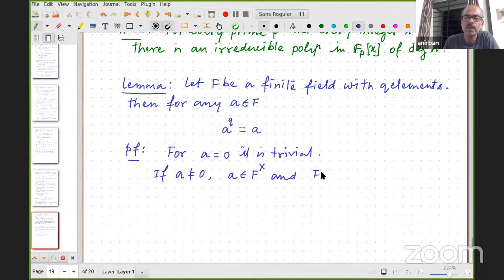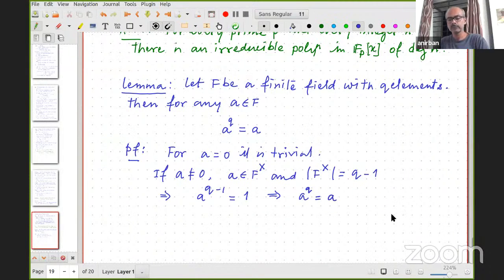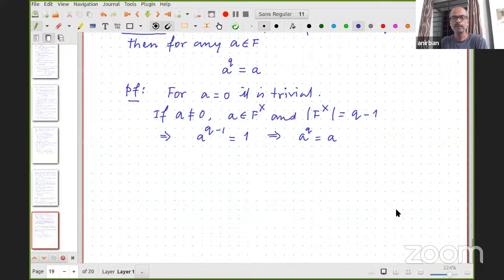and this multiplicative group has order Q minus 1. The order of an element divides the order of the group. Therefore, whatever its order is, it is always a divisor of Q minus 1. So if you raise A to the power Q minus 1, you're going to get 1. And that implies, if you just multiply by A on both sides, that A to the Q is A. So that's a very simple lemma.